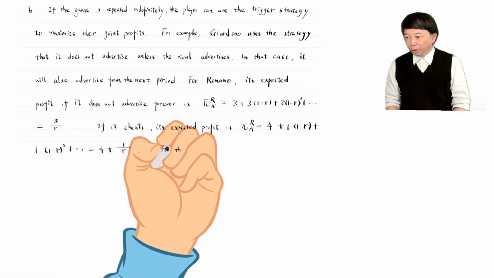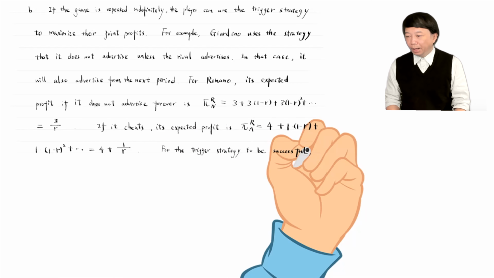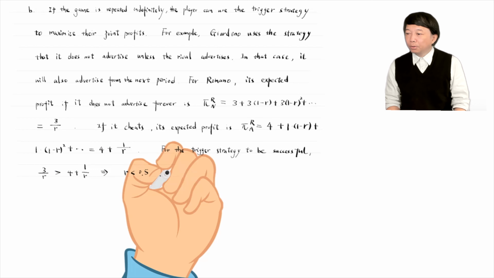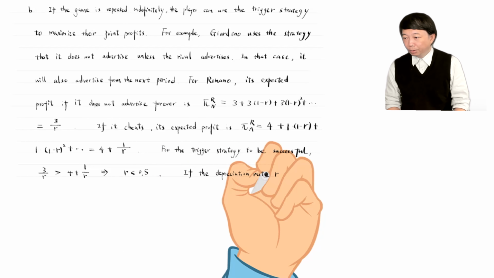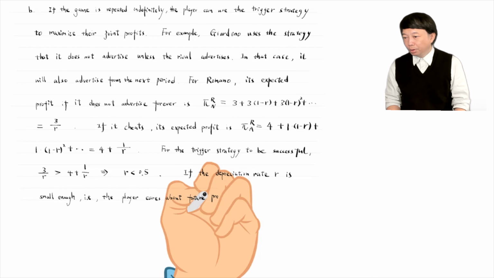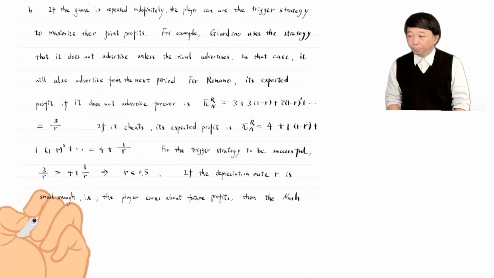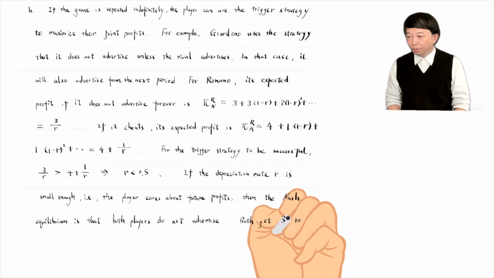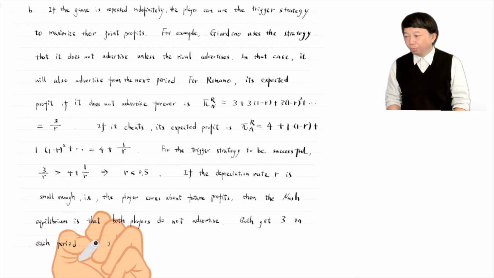For the trigger strategy to be successful, that is, both players do not advertise, the expected profit from cooperation should be higher than the expected profit from cheating. We can obtain the depreciation rate R smaller than 0.5. If the player's depreciation rate is low enough, or equivalently, the players are patient enough or care about the future profits, then the Nash equilibrium is that both players do not advertise. Both get 3 in each period.